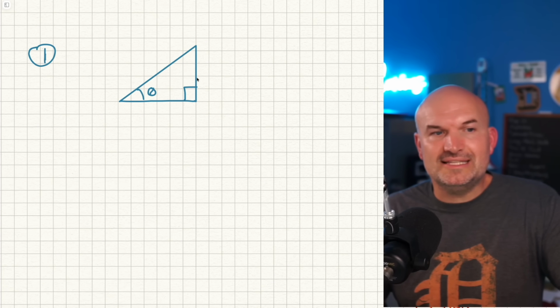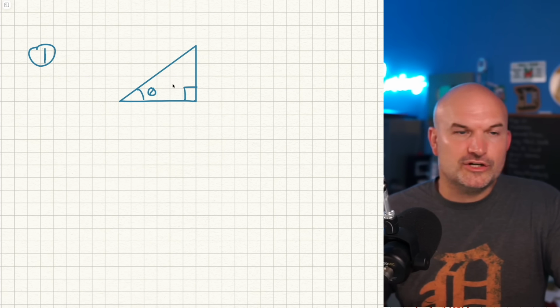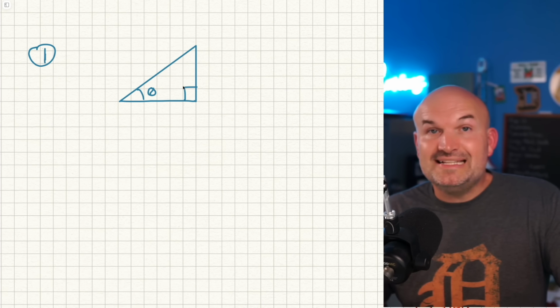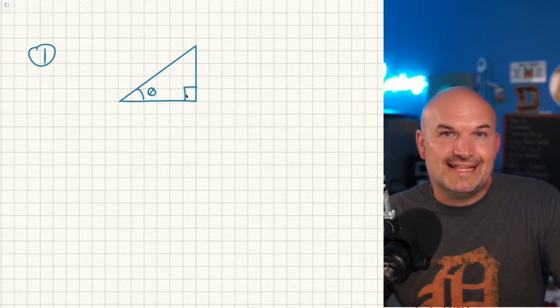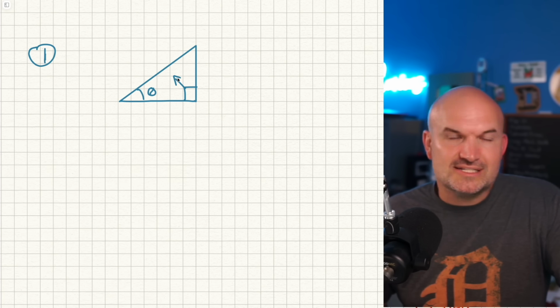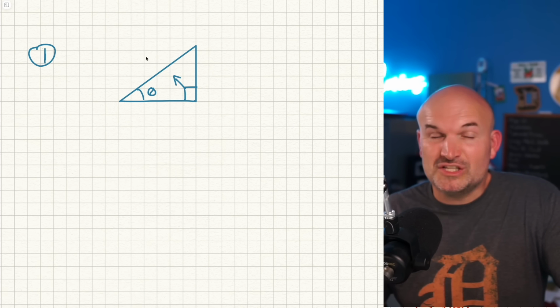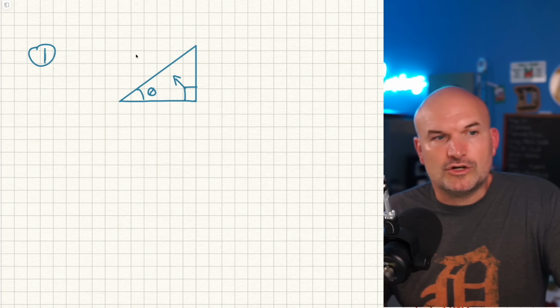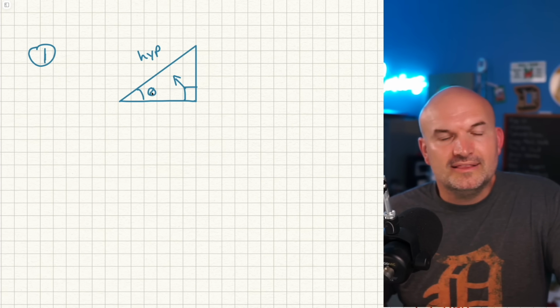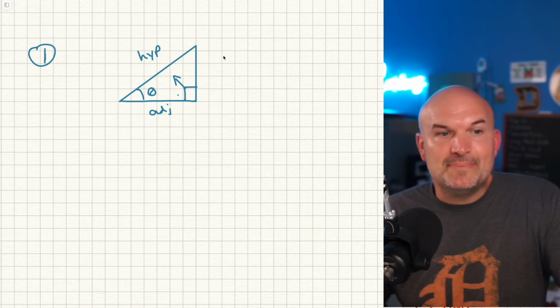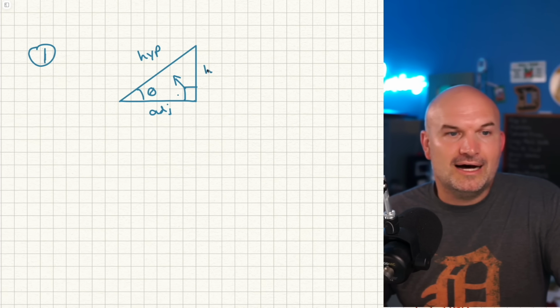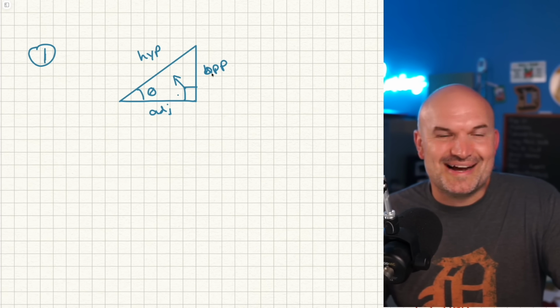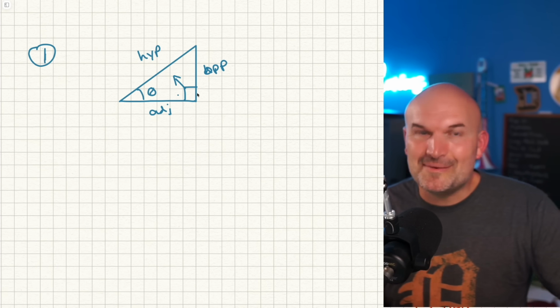Now, when we're dealing with right triangles, especially understanding sine and cosine, we need to understand the hypotenuse, the adjacent, and the opposite side. The hypotenuse is the largest side of the triangle. Sometimes it's visually easy to see, or other times it's just easy to remember. It's always directly across from our 90-degree angle. The side length that's between your angle and your 90-degree angle is what we call our adjacent side. And the side that's opposite of our angle is what we call our opposite side.